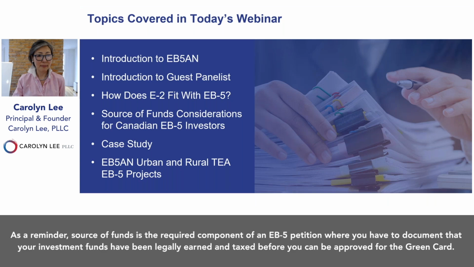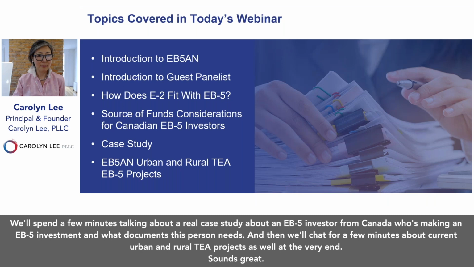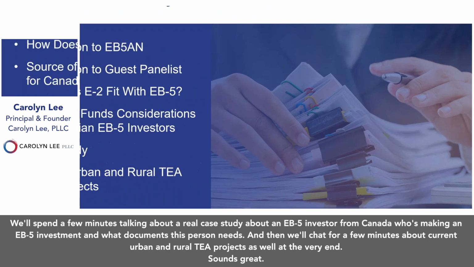As a reminder, source of funds is the required component of an EB-5 petition where you have to document that your investment funds have been legally earned and taxed before you can be approved for the green card. We'll spend a few minutes talking about a real case study about an EB-5 investor from Canada who's making an EB-5 investment and what documents this person needs. And then we'll chat for a few minutes about current urban and rural TEA projects at the very end.